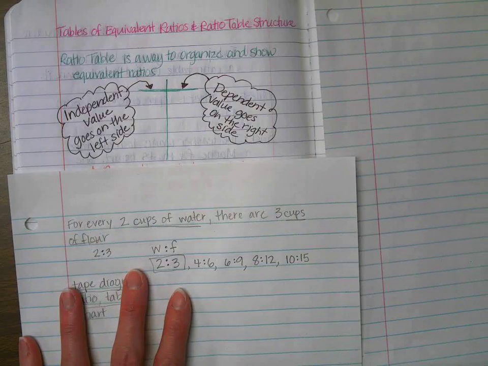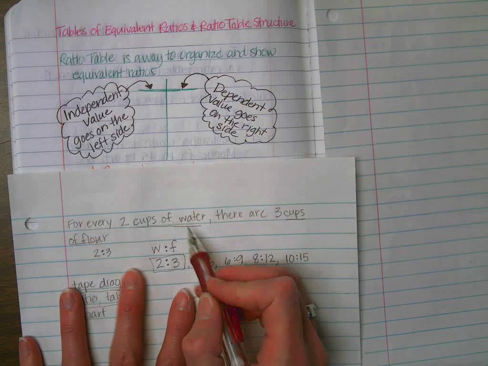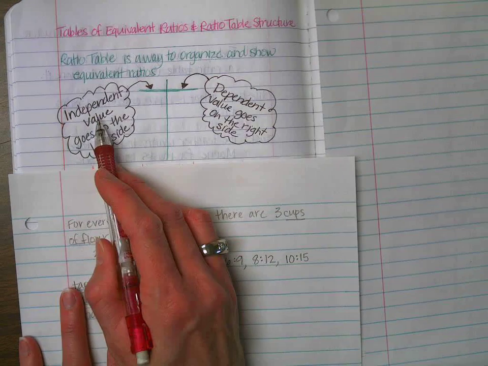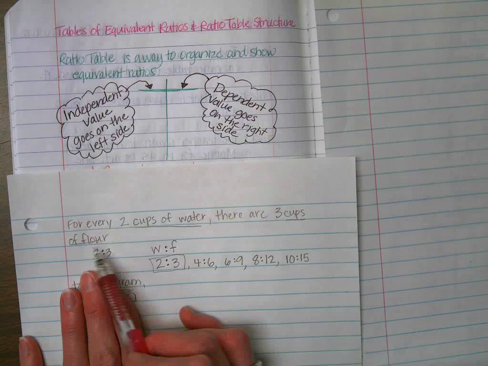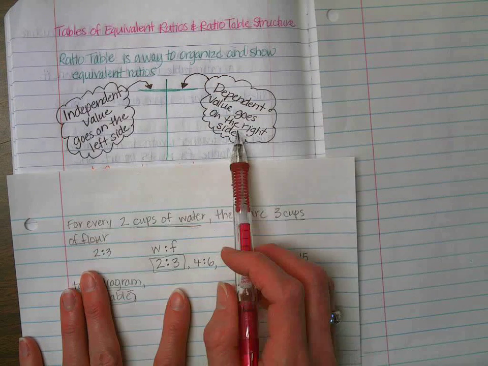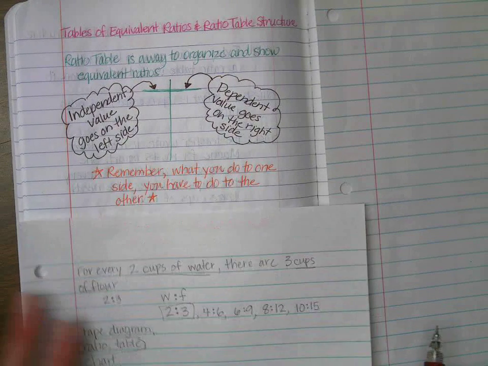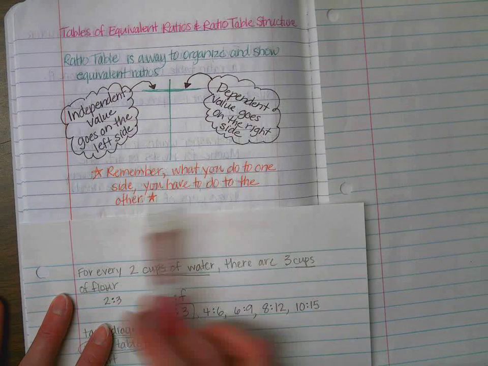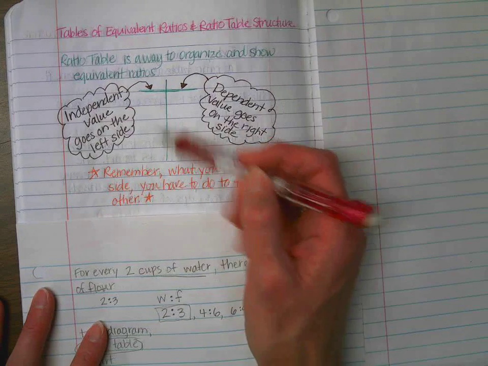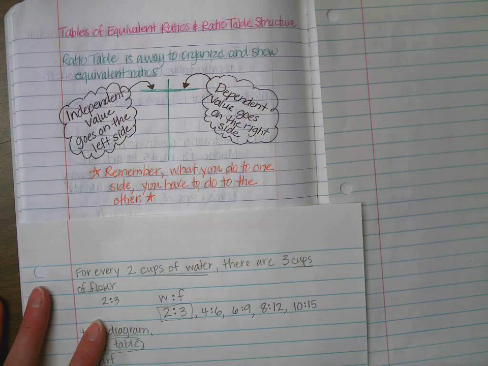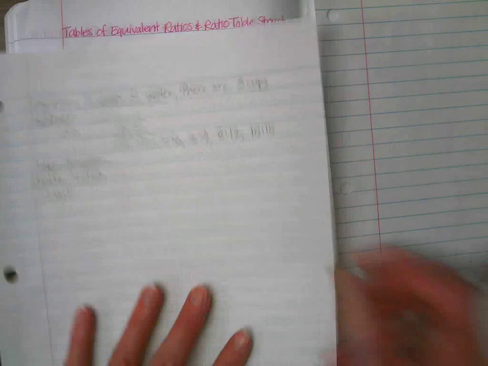If you said water is the independent and flour is the dependent, I would agree, because the masks depend on the water in order for the flour to work. Does that make sense? So we're going to say that water would go on the independent side, and we're going to say that flour would go on the dependent side, okay? And so what you're going to do is, remember what you do to one side, you have to do to the other. That comes in with making the equivalent ratios.